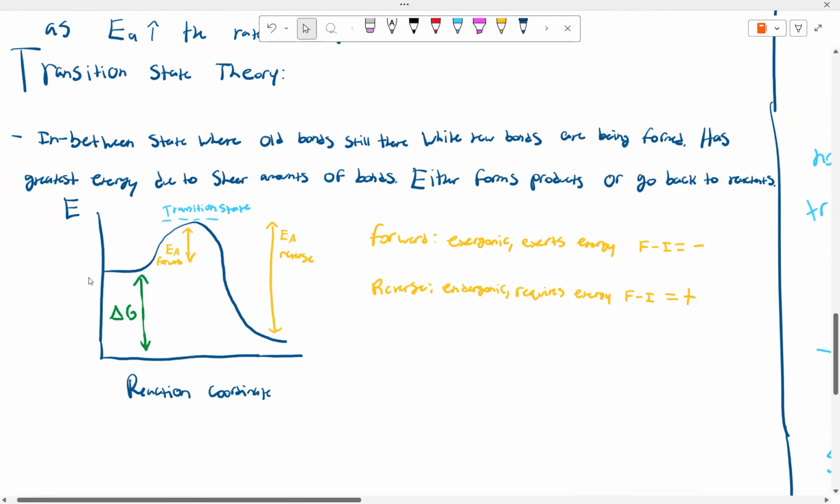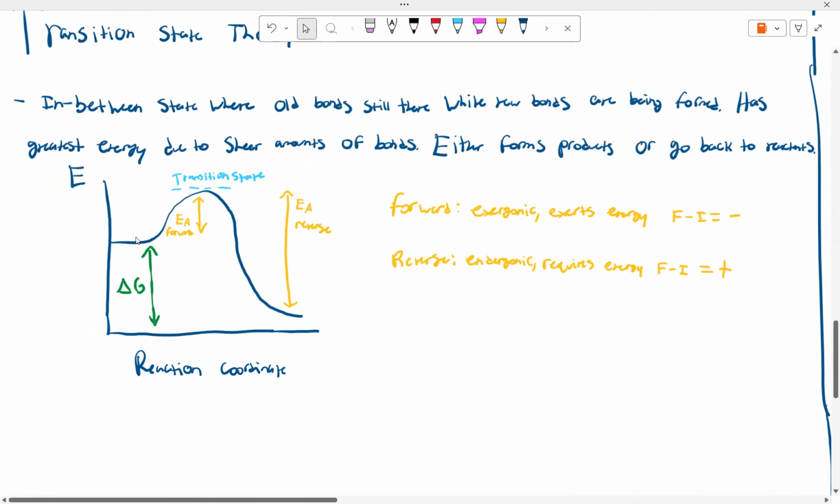It can go either way. So forward, as you can see here, it's an exergonic reaction, not to be confused with exothermic, since exothermic is a term used for enthalpy. Anytime that you see therm, think of thermal energy, which is related to enthalpy.